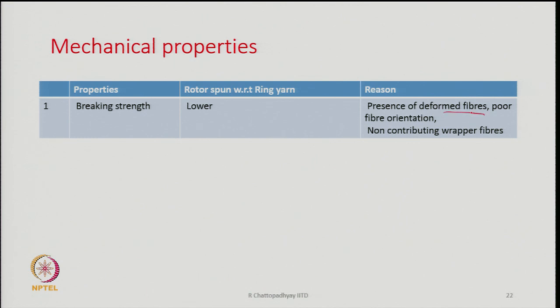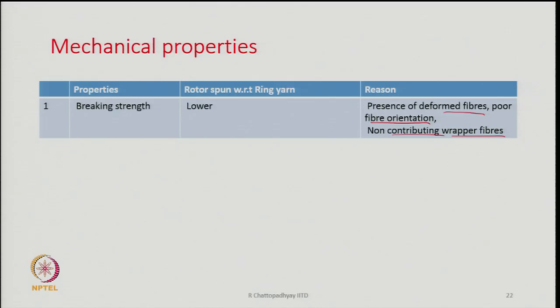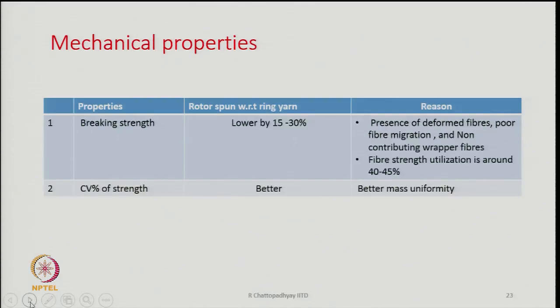Presence of deformed fibers, poor fiber orientation, non-contributing wrapper fibers. Some fibers are loose, some fibers are tightly packed in the core. So, when you stretch the yarn, the core fibers will take the load, the wrapper fibers are not going to share the load. So, automatically the strength will go down. Besides, the fibers are deformed also and the migration is also less. All these are the reasons.